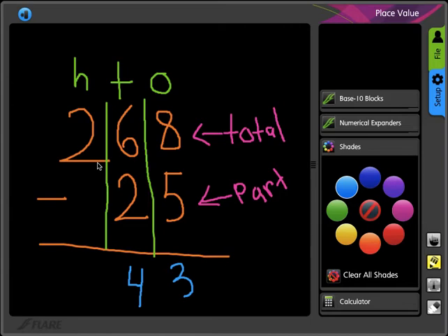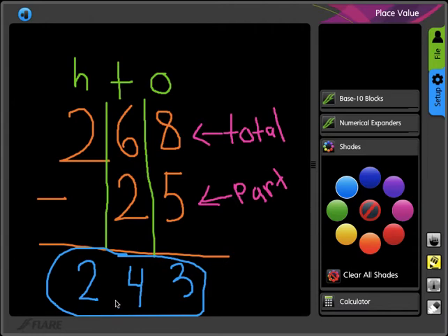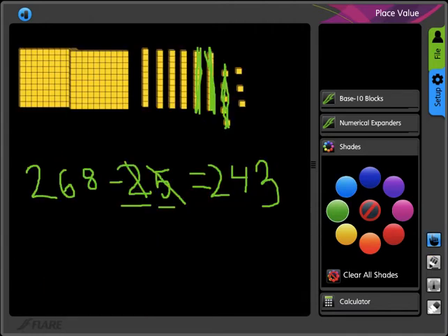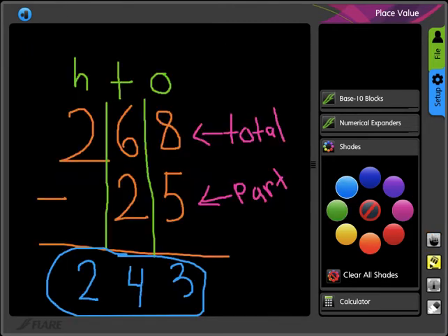And now, look at this. We don't have a number in the hundreds place. So 2, take away nothing, take away 0, is still 2. And would you look at that? We got the answer 243. 2 hundreds, 4 tens, 3 ones. Same thing we got with the blocks, okay?